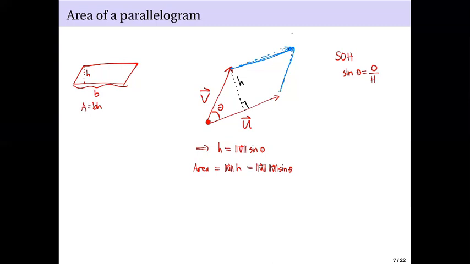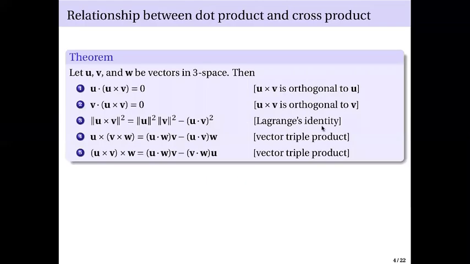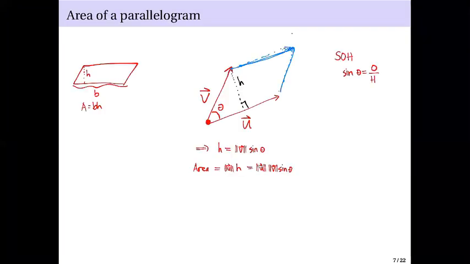Now, you might ask, how is this related to the cross product? And we have been talking about the cross product. Okay, look at this. Let us go back to that Lagrange identity that we know here. The norm of u cross v squared is equal to norm of u squared times norm of v squared minus u dot v squared.